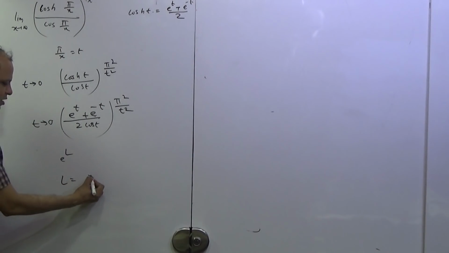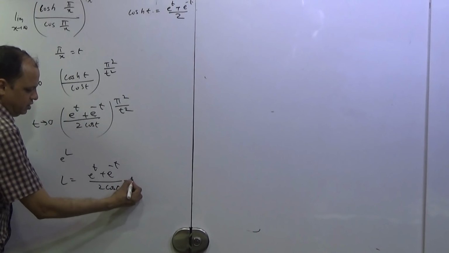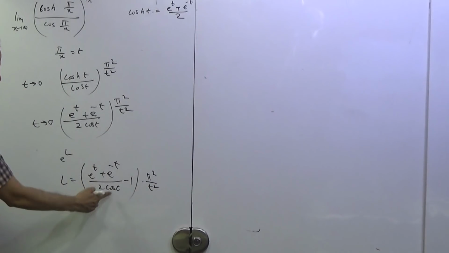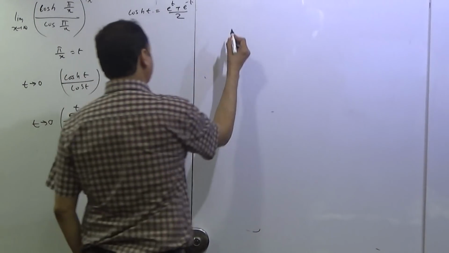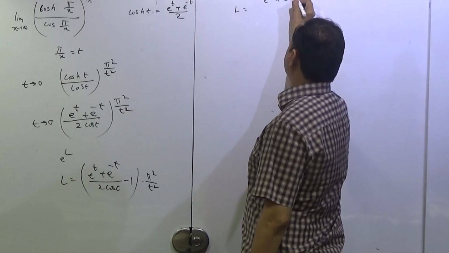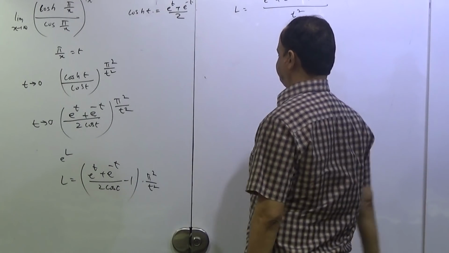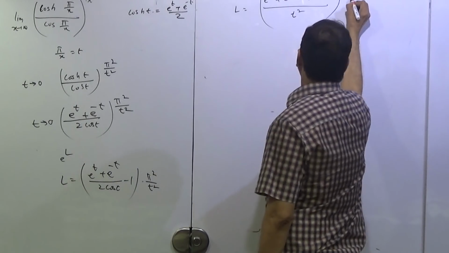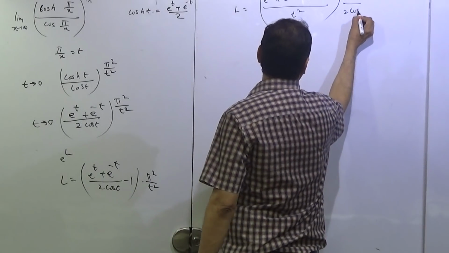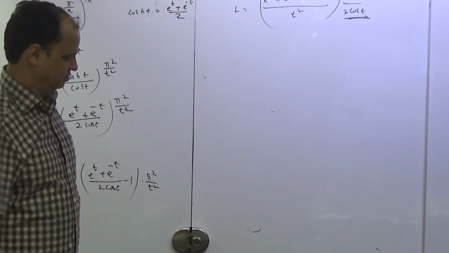And what is n? E to the power t plus e to the power minus t divided by 2 cos t, minus 1, into pi square by t square. I will take this 2 cos t here and write the limit L is equal to e to the power t plus e to the power minus t minus 2 cos t, divided by t square, into pi square by 2 cos t. Actually this 2 cos t is useless for us. It becomes 1 in the end.